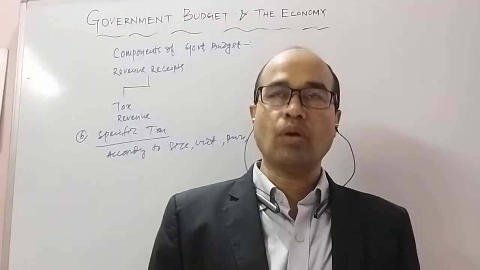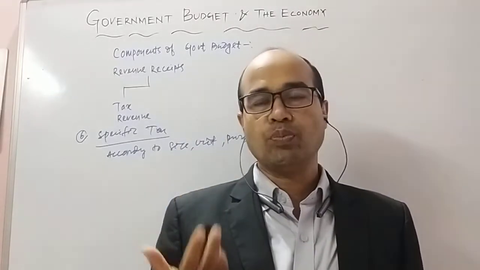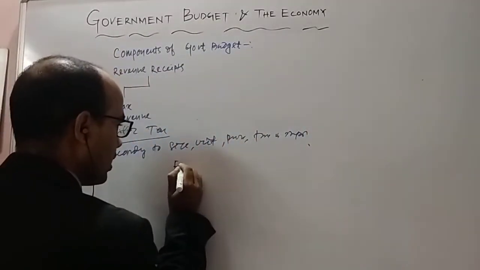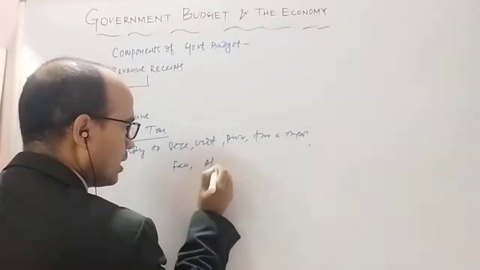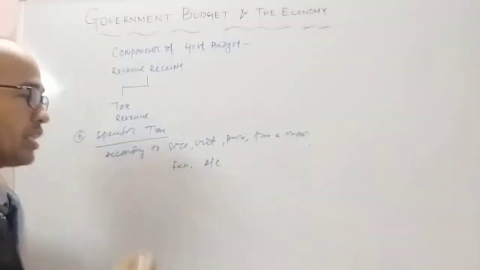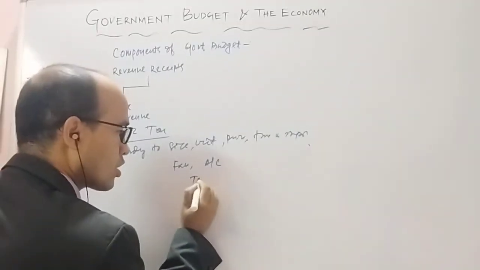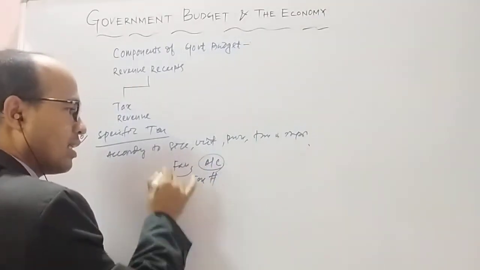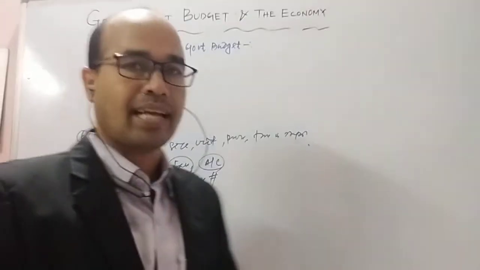For example, think about an AC and a fan. One person wants to purchase a fan, and another person wants to purchase an AC. Here, the tax rate is not the same. The AC pays more tax and the fan pays less tax.